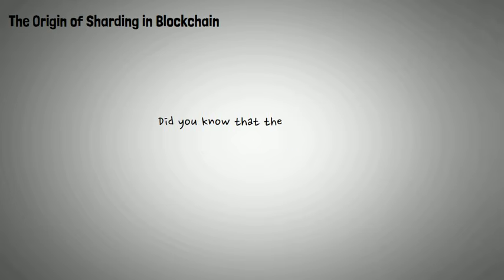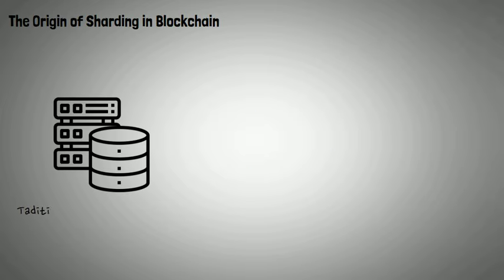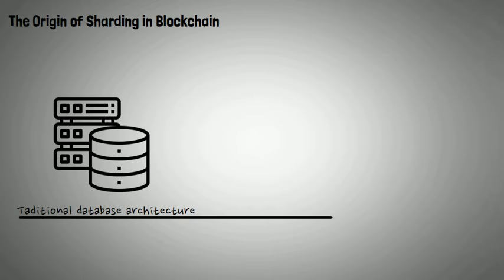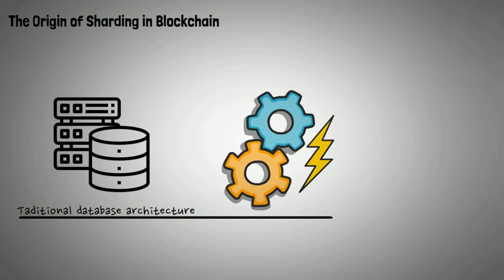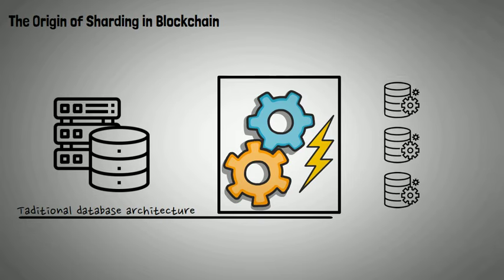Did you know that the concept of sharding isn't originally from the blockchain world? It's a technique borrowed from traditional database architecture, used to improve the efficiency and speed of operations. In database systems, sharding refers to dividing a database into smaller pieces, or shards, each capable of being managed and operated independently. This allows for parallel processing, improving the speed and performance of database queries.